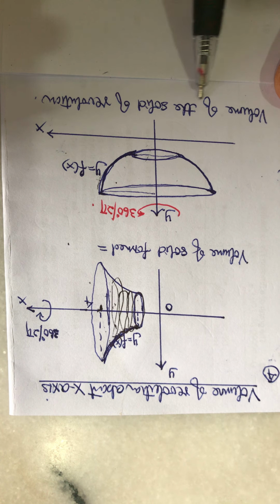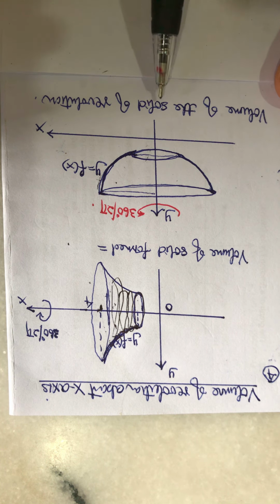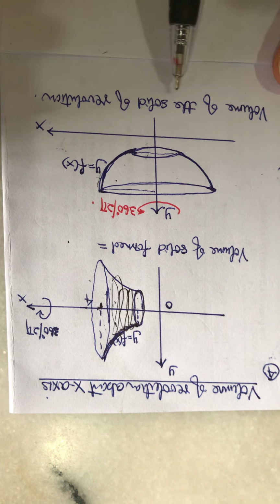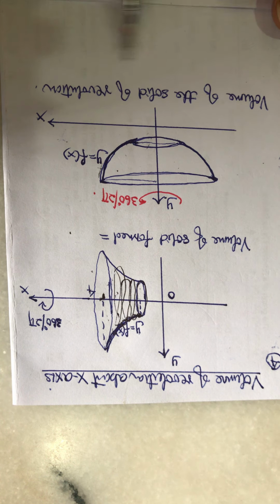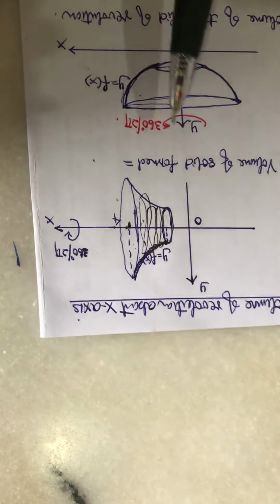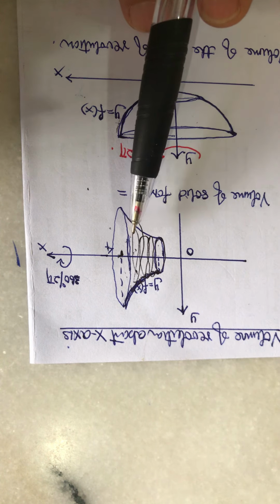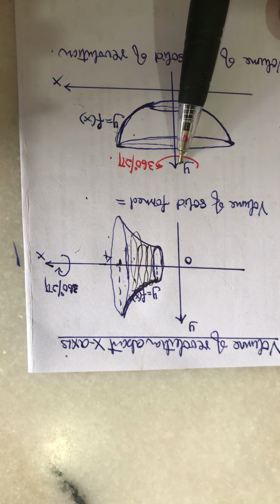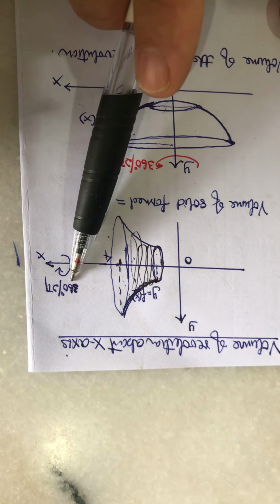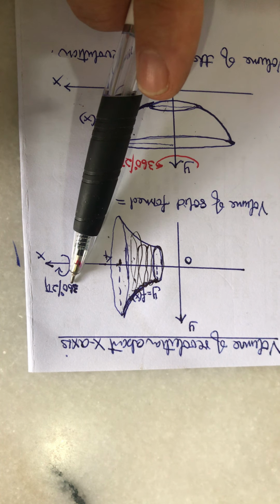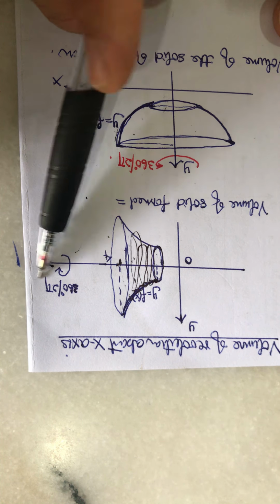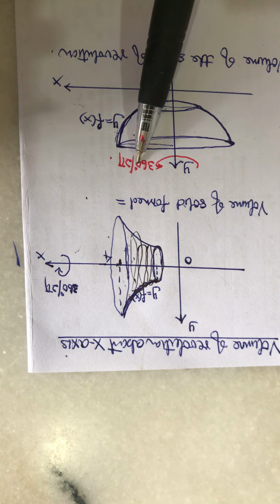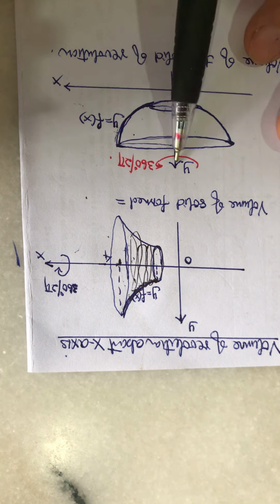So here, what is the volume of the solid of revolution? This is what we are going to do. When you read the question, be careful whether it rotates about the x-axis or the y-axis. Of course, in our questions everything will rotate 360 degrees or 2 pi radian. That means one complete round.